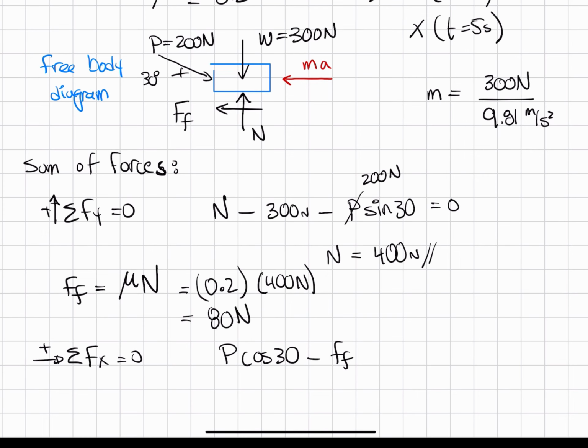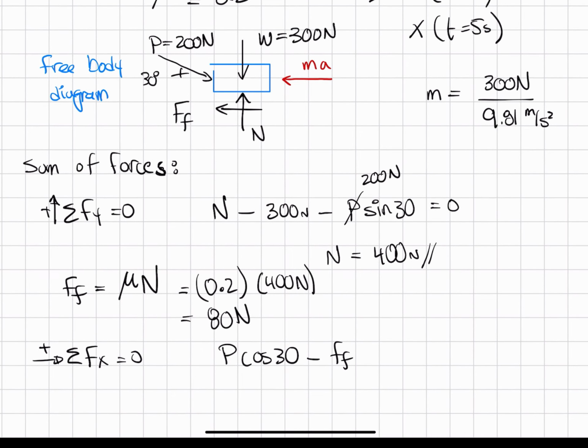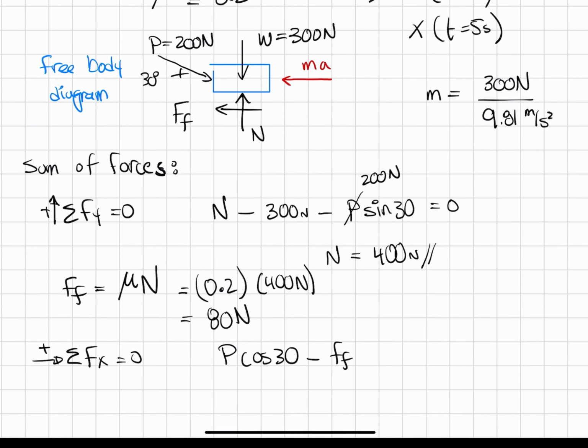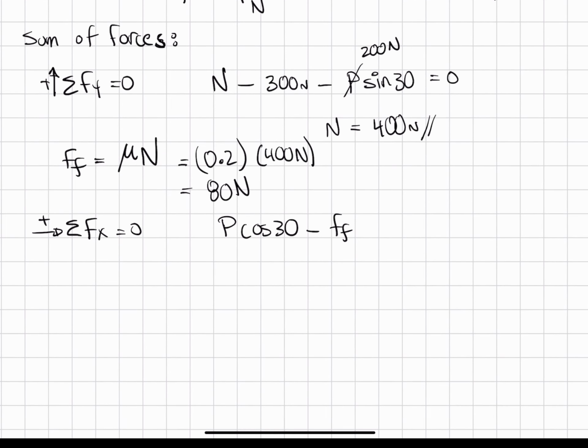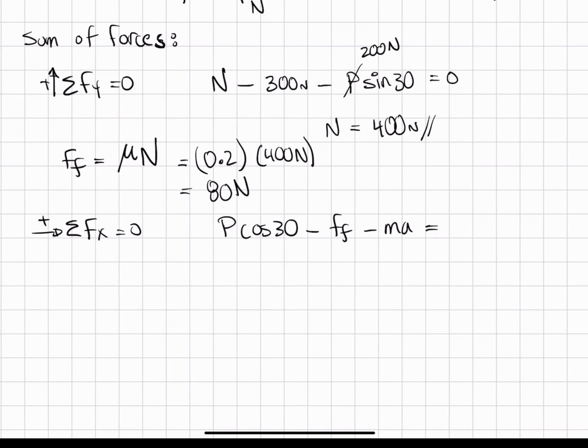Let's look at the free body diagram. So 200 is going to the right. Friction force is going to the left. Mass times acceleration is sort of resisting the direction of motion, so it's going to the left as well. So this is MA. And so this whole thing is equal to 0.